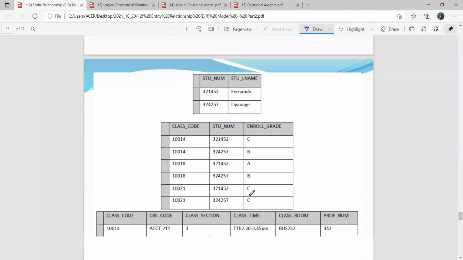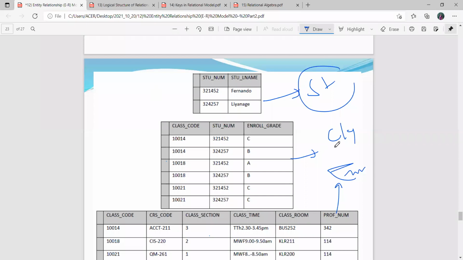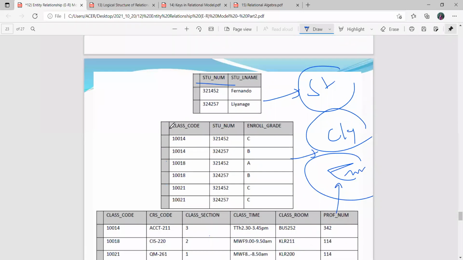You can see these are the three tables. This is the student table and this is the class table. This is the enrollment table. So this is also an entity, this is also an entity, and this is a composite entity. This can act as both a relationship and an entity. In this case, you can see this is the primary key, and this is the primary key of this one. You can use these two primary keys.